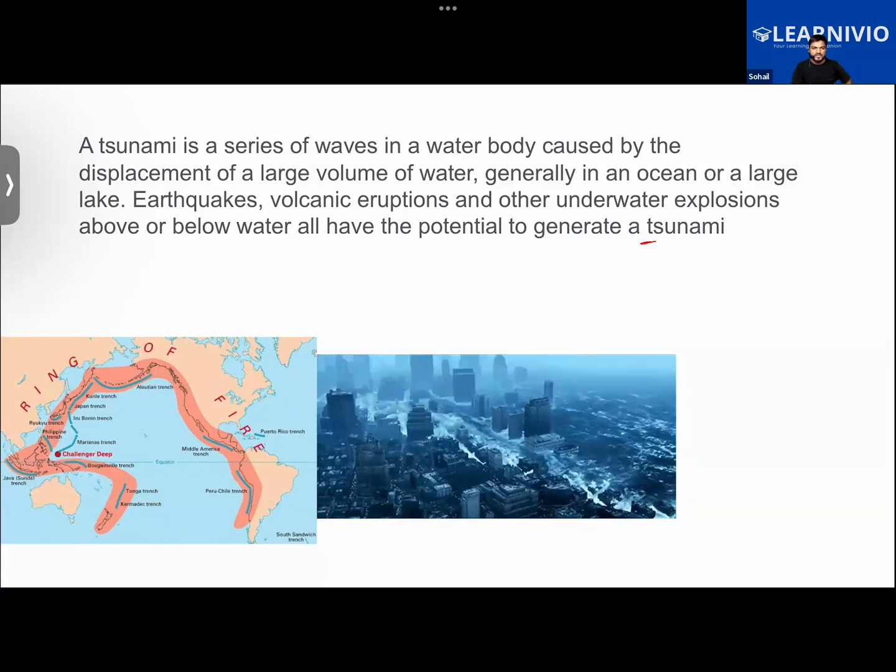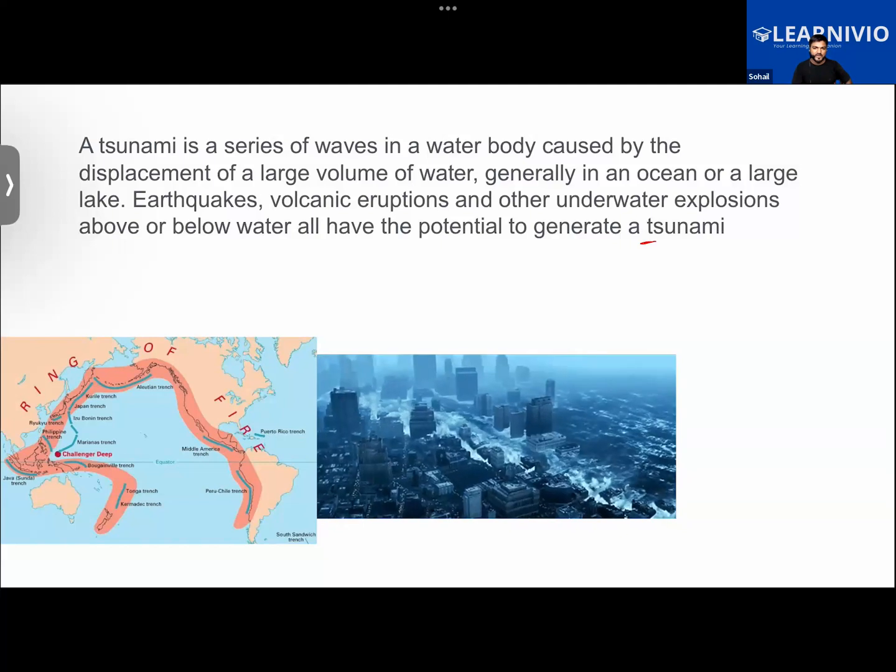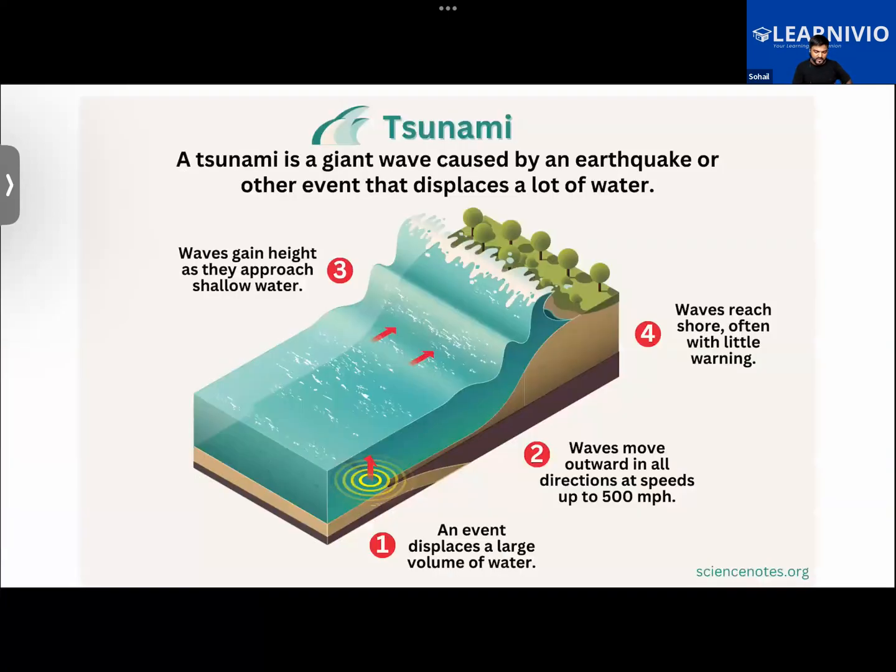We'll be continuing with the topic of tsunami in the next class, where we'll be learning about how it is caused, how the plate movement will trigger the tsunami, and what are some of the important terminologies related to tsunami.